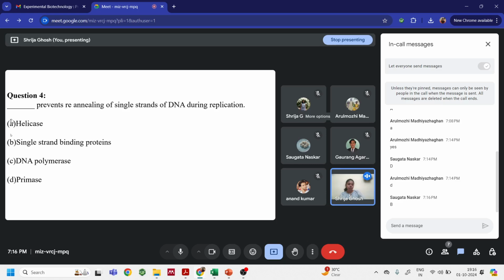Okay, so Agatha says option B. Okay, so we have conflict between option B and option A. Anyone else wants to answer?